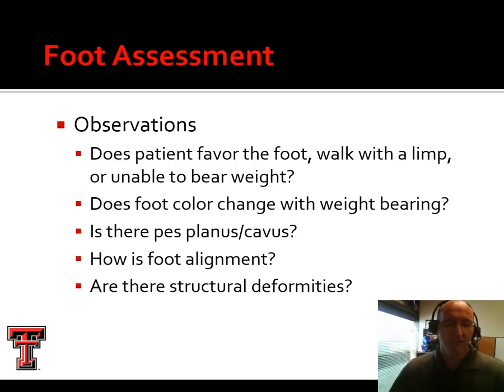Okay. Pes planus, a flat foot. Pes cavus, a high arch. We look at their arch while they're walking. We don't just look at their arch off the edge of the table. We want to see them in weight bearing. Foot alignment is one toe pointed forward with another pointed out. Are there any structural deformities? In particular, we want to see, are there differences from left to right.